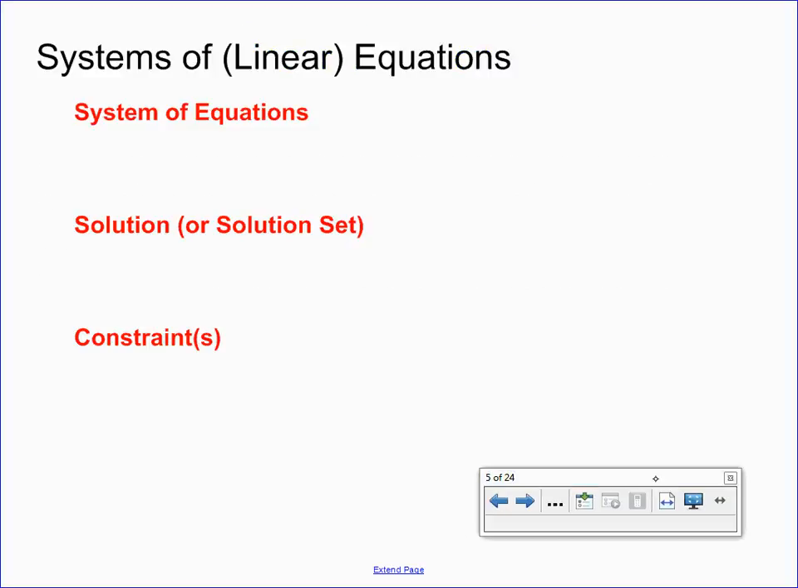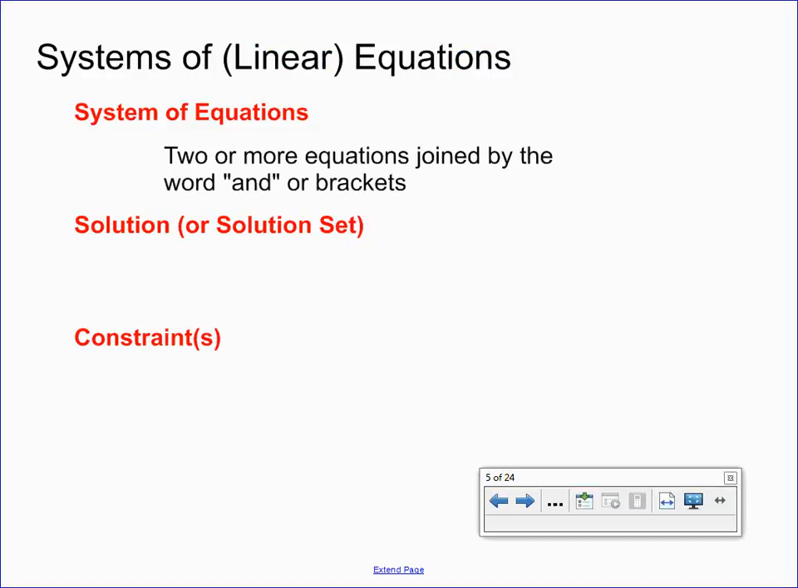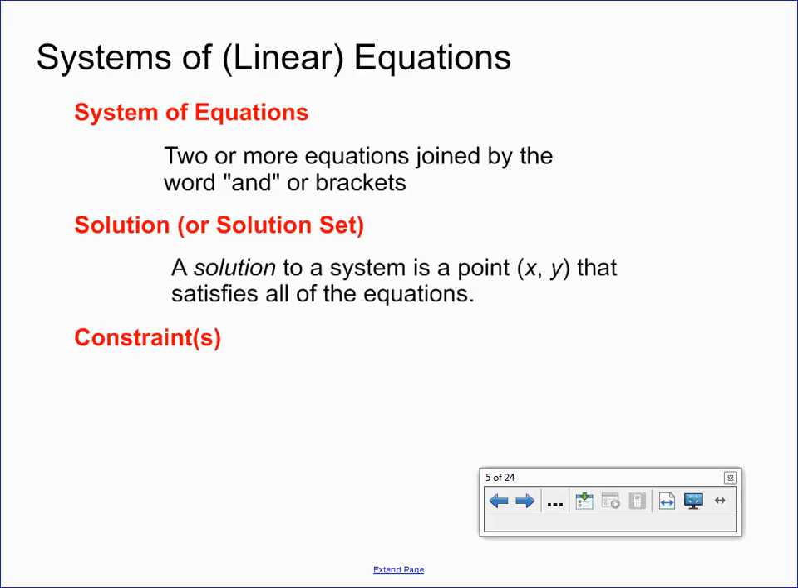A system of equations is just two or more equations joined by the word "and" or brackets. So instead of just having a single equation and finding the solution to a single equation, like we've done, a system of equations combines two or more equations into a single problem. A solution to a system is a point x comma y that satisfies all of the equations in the system.